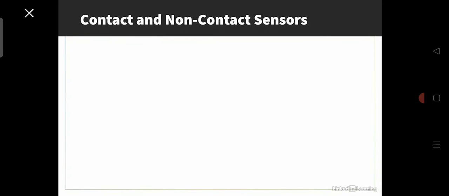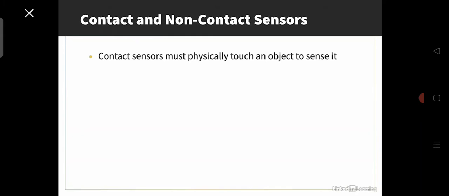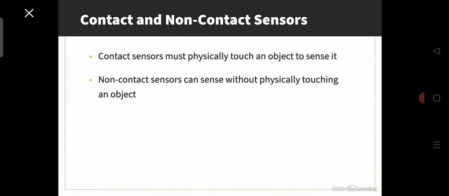A common classification of sensors is contact and non-contact. If the sensor must touch an object to sense it, the sensor is classified as a contact sensor. Non-contact sensors can detect the object without touching it physically.